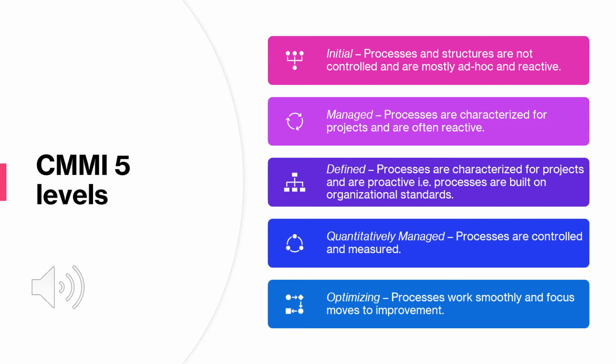Managed. Processes are characterized for projects and are often reactive. Defined. Processes are characterized for projects and are proactive. In other words, you know the problems you're going to face and you prepare for those problems. And then the fourth level, quantitatively managed. Now you've got your systems down so well that you can quantify them and measure them. And then optimizing. Now that you've managed to really control and understand what you're doing, you can optimize things, tweak things so that they're really operating at peak efficiency.